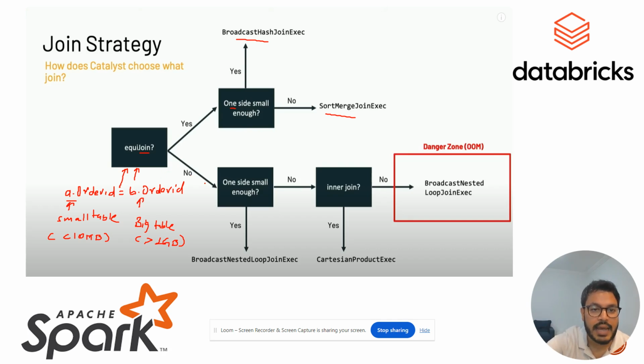Let's say we don't have an equi join, for example the operator is not equals to, which means this is not an equi-join, and if one table is small, then broadcast nested loop join is internally executed. And if both tables are big and it is not an equi-join, then Cartesian product is executed internally through Catalyst Optimizer. If we don't see both cases, then broadcast nested loop join is executed, and this is in a danger zone of having OOM, out of memory issue. So we would prefer to do equi join when possible, and try to avoid non-equi join.